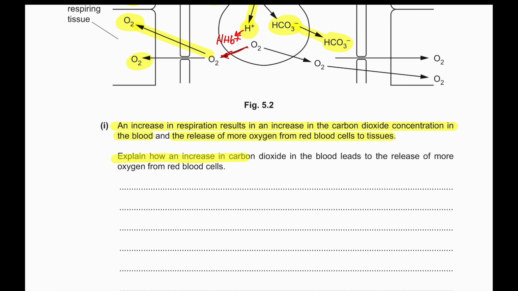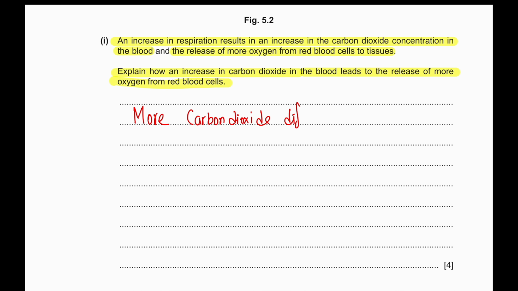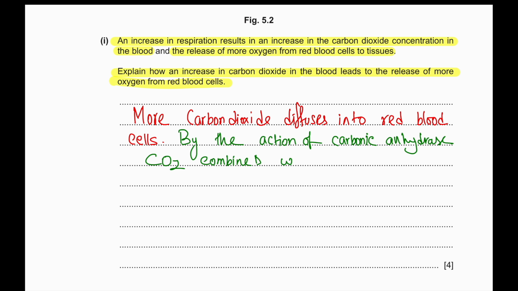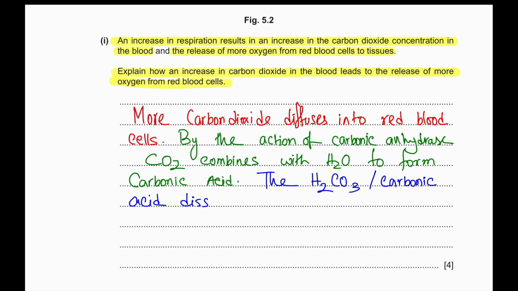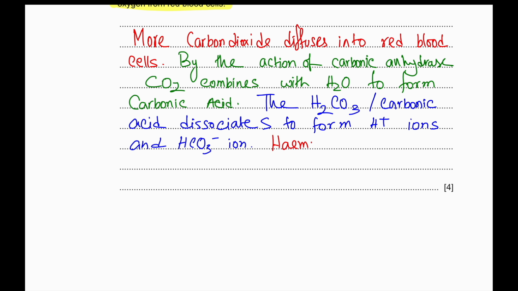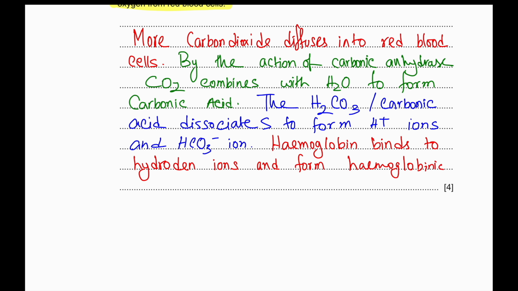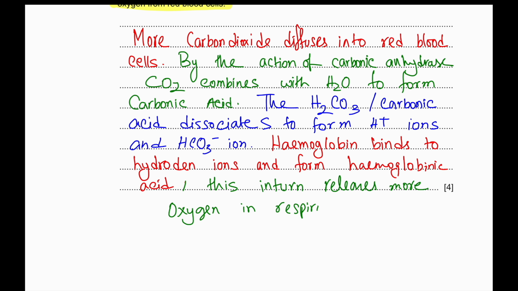Explain how an increase in carbon dioxide in the blood leads to the release of more oxygen from red blood cells. So the answer can be written as follows. More carbon dioxide diffuses into red blood cells by the action of carbonic anhydrase in the red blood cell. CO2 combines with H2O to form carbonic acid. The H2CO3, carbonic acid, then dissociates to form H plus ion and hydrogen carbonate ion. The hemoglobin then binds to the hydrogen ions and forms hemoglobinic acid. This in turn releases more oxygen in respiring tissue.